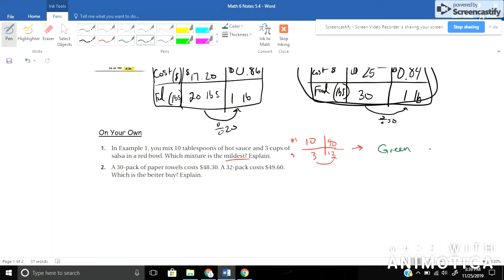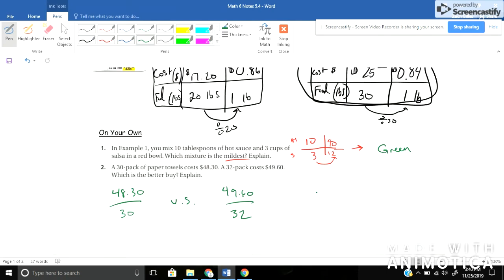And then the next one says a 30-pack paper towel costs $48.30. And a 32-pack costs that amount of money. Which one's the better buy? Well, just like before, I do your cost. So $48.30 divided by 30 versus the 32 packs. That was $49.60 for 32. Okay, just divide these.